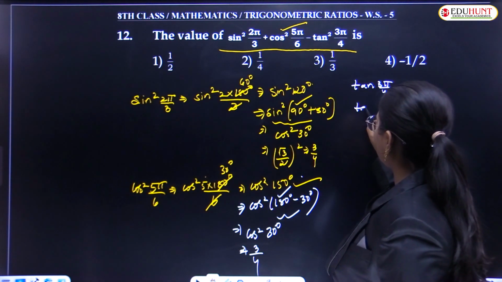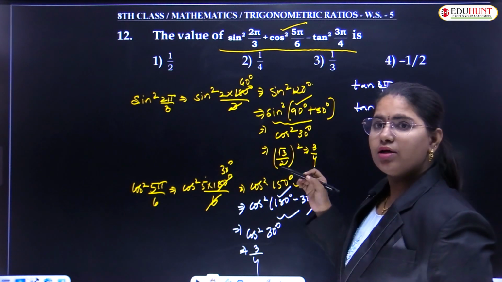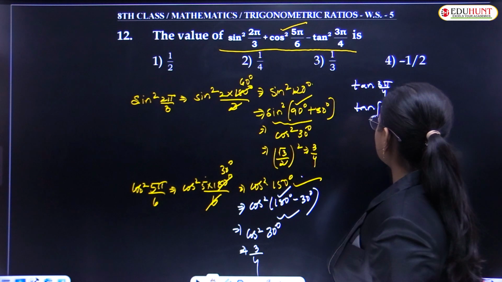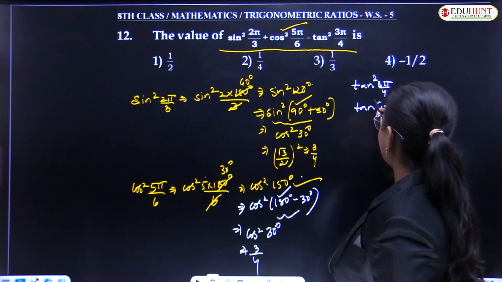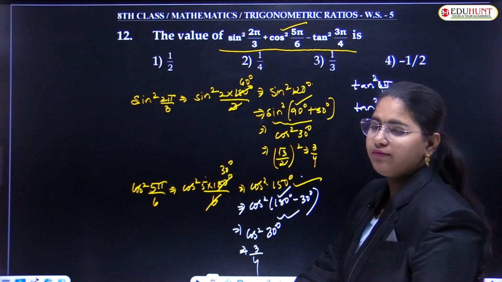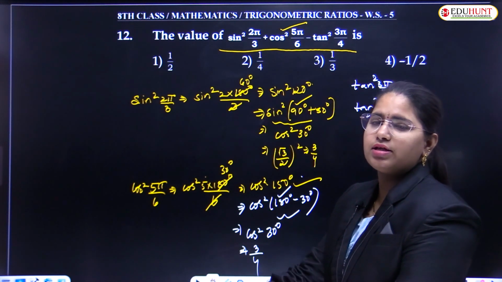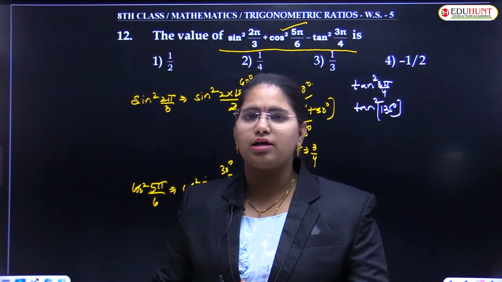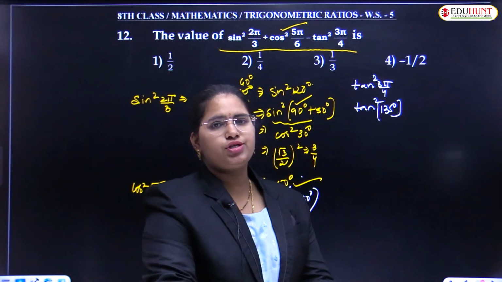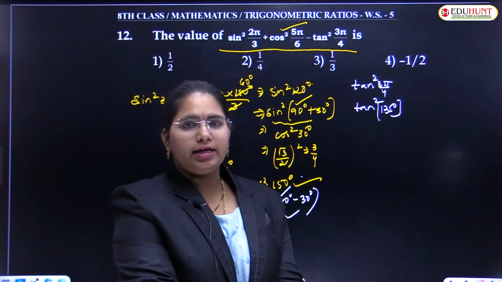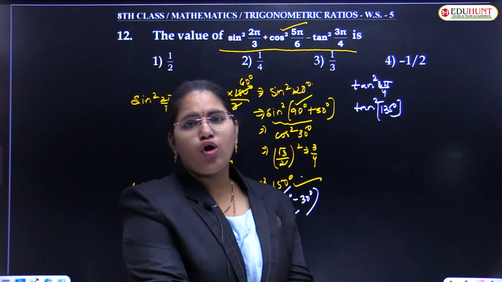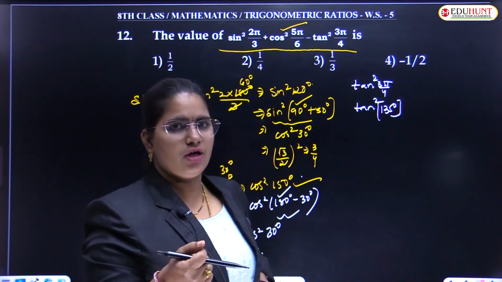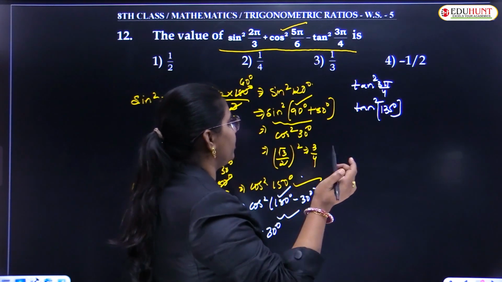So tan 3 pi by 4 can be expressed as 3 into 180 by 4, which is 45. So 45 into 3 is 135 degree. So I need to express tan 135 degree. Understood? So what is the nearest angle for 135 degree? Of course, you can express it in the form of 90 plus 45 or 180 minus 45. Either of these two you can express, whichever you like.